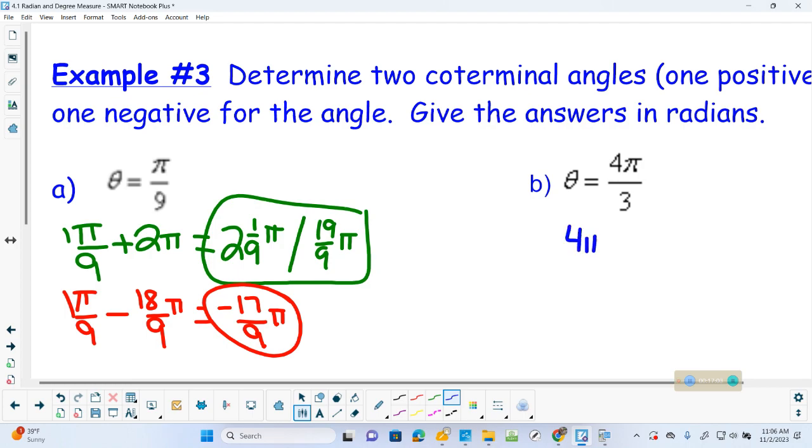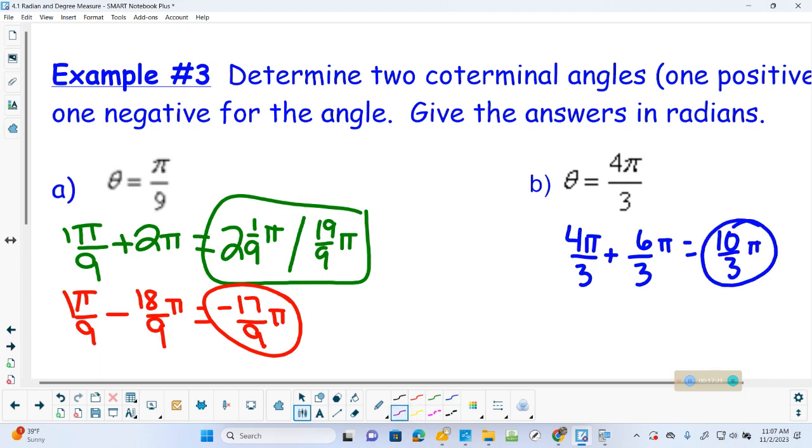But I hope we can do the fractions. All right, let's add 2 pi. Now again, I'm going to go old school and common denominator it. 2 is the same as 6/3. 4/3, 6/3, 10/3.